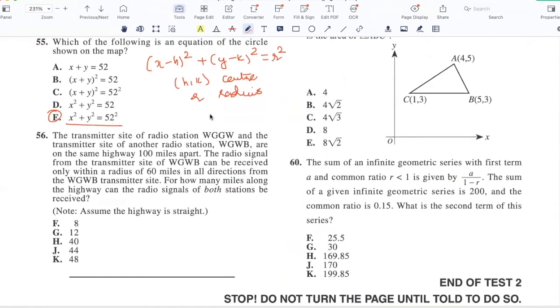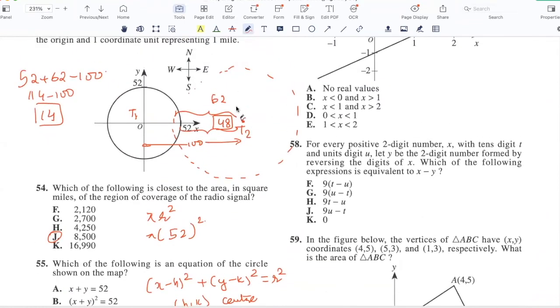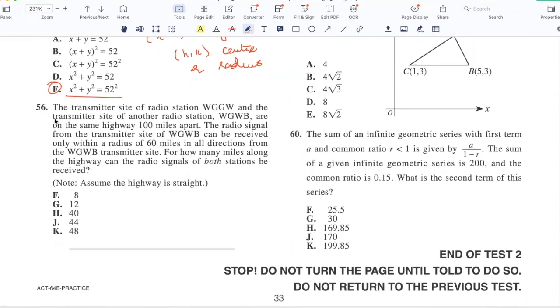1 second. Oh, 60, not 62, sorry. This is 60. So this is also 60. So 112. So it will be 12, not 14. Sorry, 12.